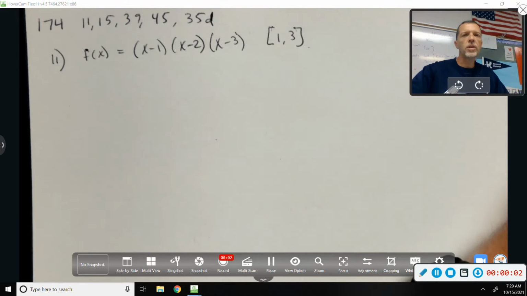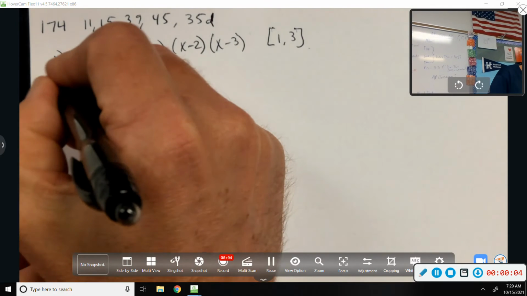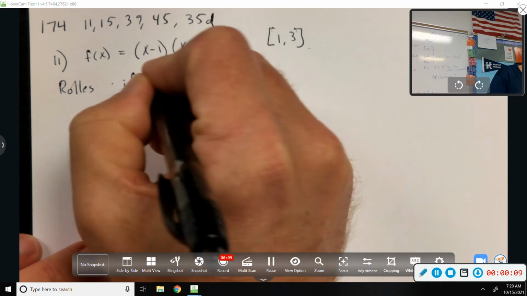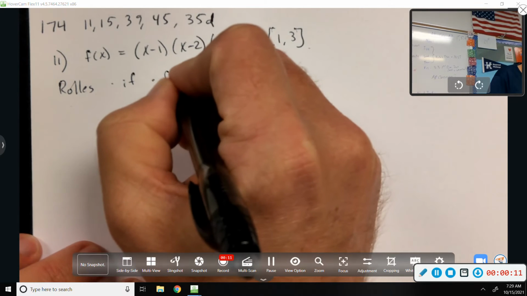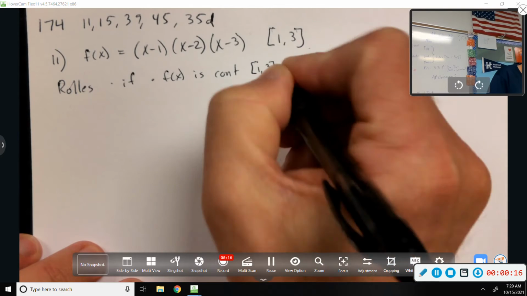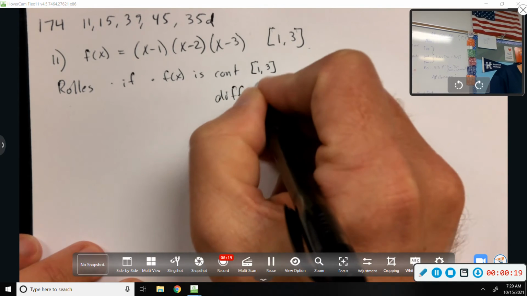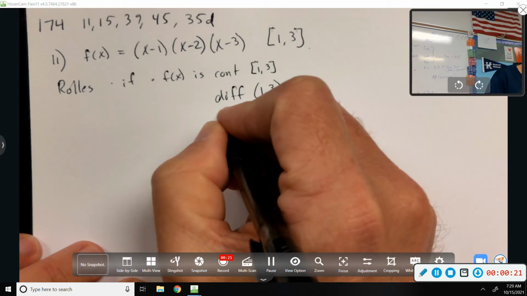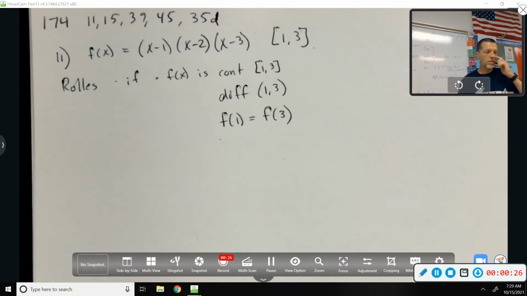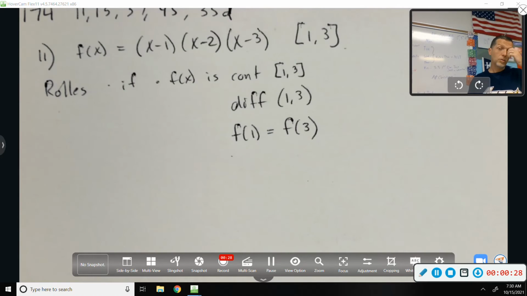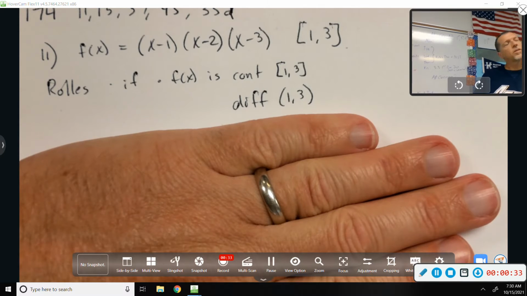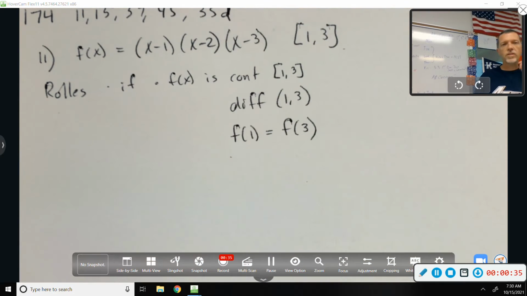Page 174, number 11. For Rolle's theorem to apply, there are three things that have to be true. f of x must be continuous on the closed interval, differentiable on the open interval, and the y values at the endpoints must be equal to each other. Those are the three things we're looking for in Rolle's theorem. For the MVT, we drop that last one; the y values don't have to be the same. But for Rolle's theorem, the y values have to be the same.